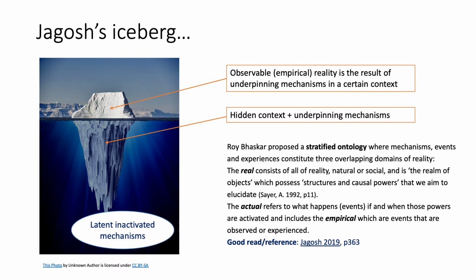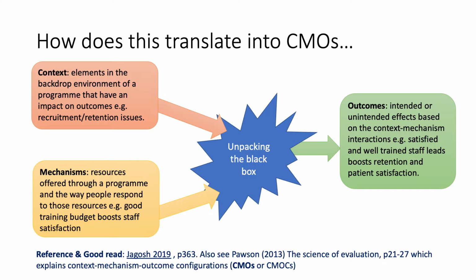context. This is very different to your positivist A leads to B, and really aim to identify tendencies at the real level and contend that what causes something to happen has nothing to do with the number of times we've observed it happening. So again, that's different to your randomized control trial. But let's have a look at how this translates into the realist camp CMOs, or context, mechanism, and outcome configurations.